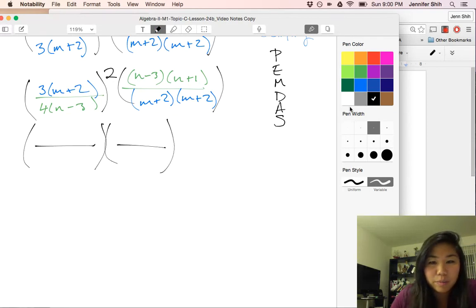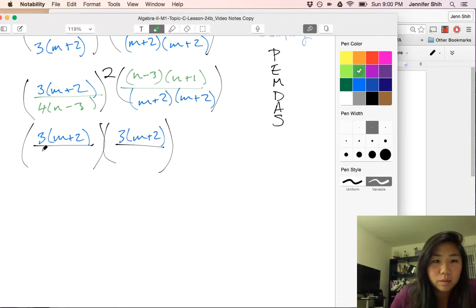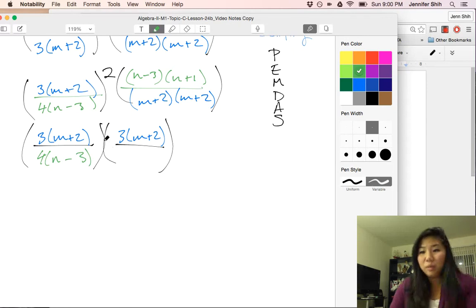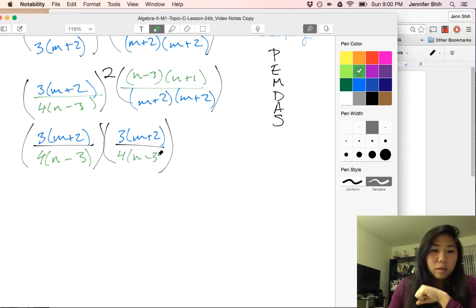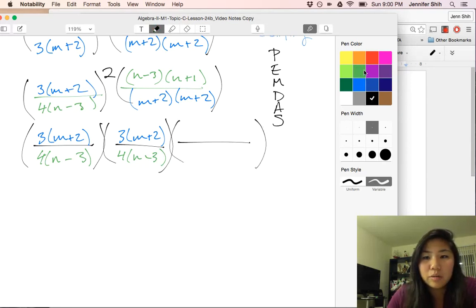Let me draw in some bars here. 3 over n plus 2, 3 over n plus 2. This is using your prior knowledge. You know that something squared is just the same thing twice. Okay. So now we took care of that too, and we're going to copy down the rest of this factor over here.